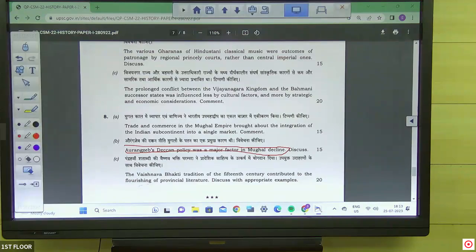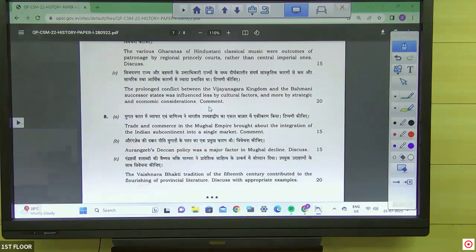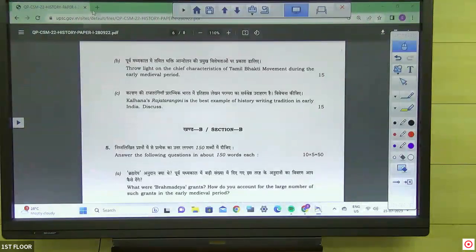Okay, now this is paper 1, which consists of 8 questions. Among those, you can study. Now, let us take paper 2.